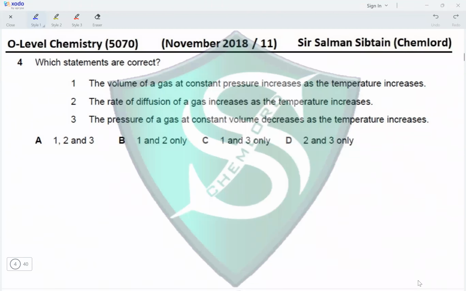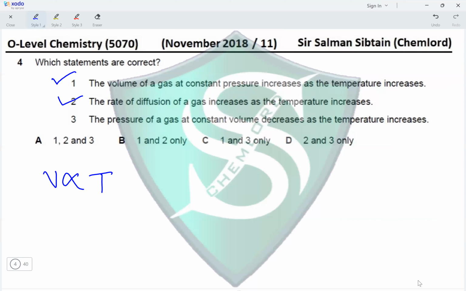Question 4. Which statements are correct? The volume of a gas at constant pressure increases as the temperature increases. So basically, volume is directly proportional to temperature, which is correct according to Charles' law. Next, the rate of diffusion of a gas increases as temperature increases. Yes, as the temperature increases, the molecules of a gas gain kinetic energy and move more quickly. So this is also correct.